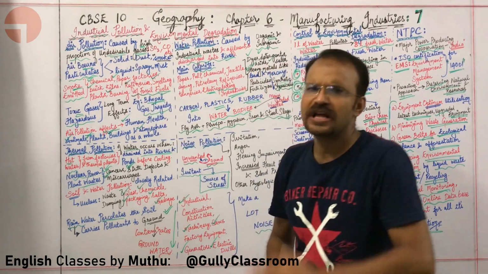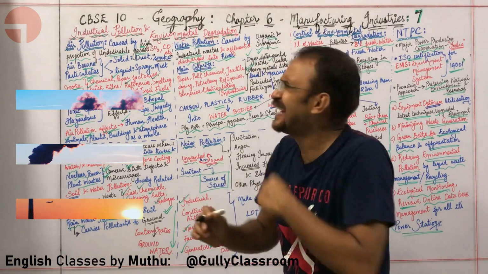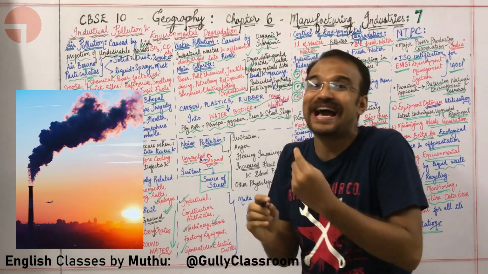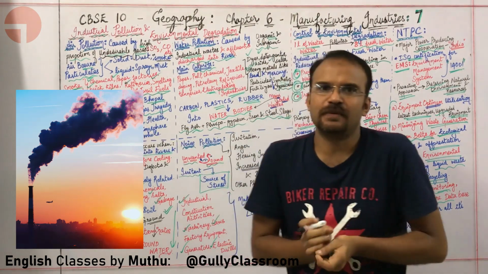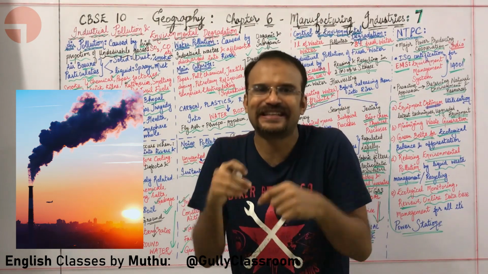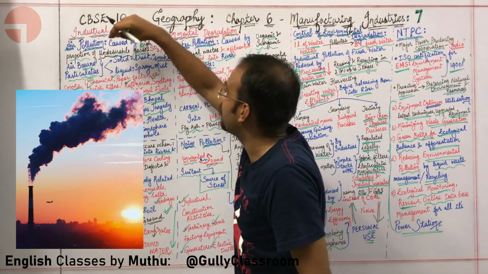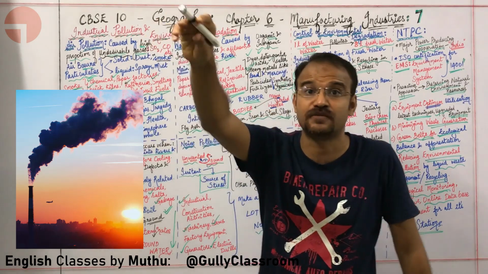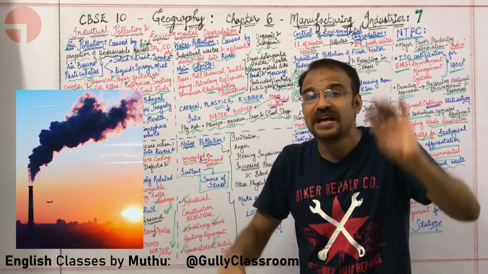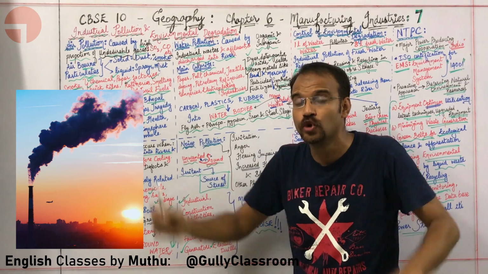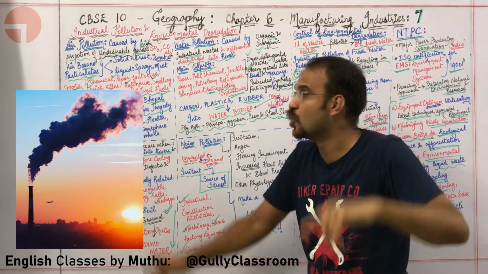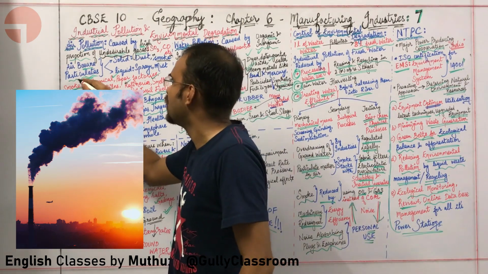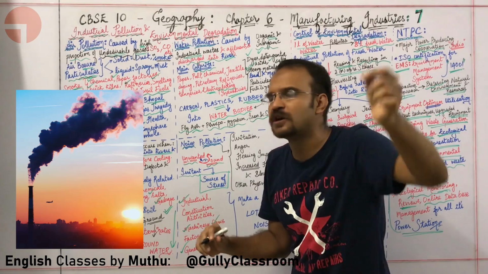Firstly, air pollution. Air pollution is caused by a greater proportion of undesirable gases in the atmosphere, gases that are not desired, gases that are not needed. These are released into the atmosphere by the manufacturing industries, like sulfur dioxide, SO2, and carbon monoxide, CO. A lot of airborne particulates are also released into the atmosphere.